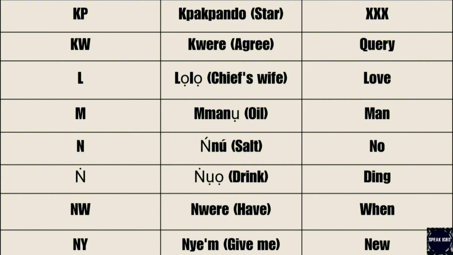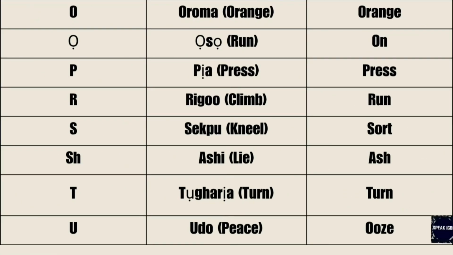Yeah. Mwe is the next word. Mwere. It means to have. And the English word is when. It has this mwe sound, when. Yeah. Then we have nye, nyem. It means give me, nyem. Nyem mmiri, nyem nnu. It means give me salt. The ni sound is new for English.